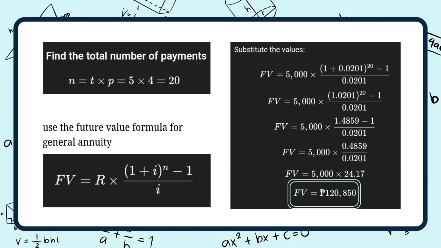1.0201, raised to 20, minus 1. So it becomes 1.4859 minus 1 over 0.0201. Subtracting 1 from 1.4859 gives 0.4859 over 0.0201, which is 24.17. Then multiplying by 5,000 times 24.17, our final answer is a future value of 120,850 pesos.